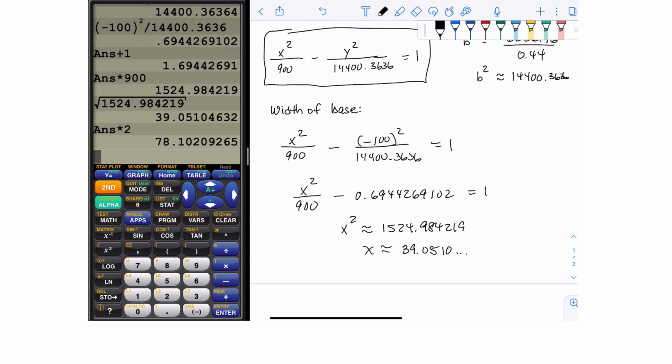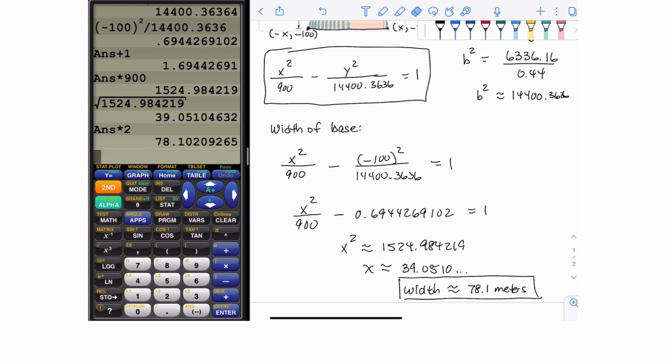And now at this point, we'll round our final answer to the nearest tenth. So the width is approximately 78.1 meters wide at the base. So there's how we can use a hyperbola to model real-life situations.